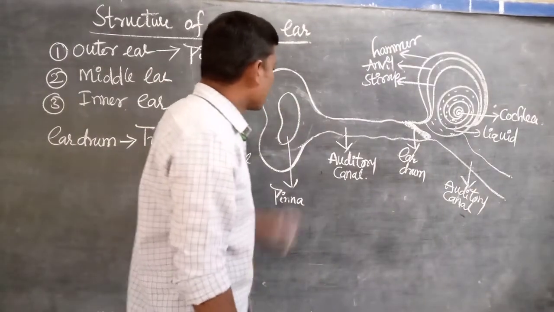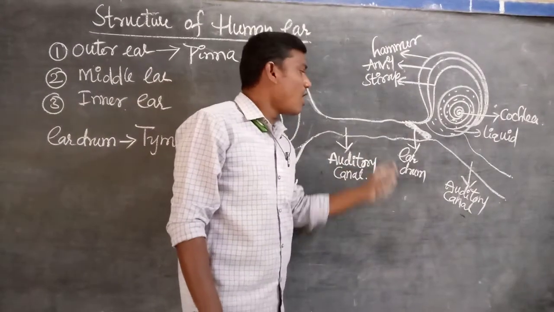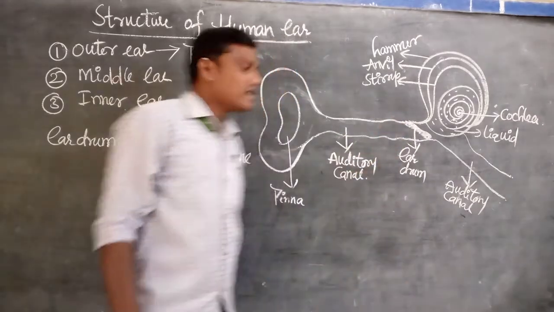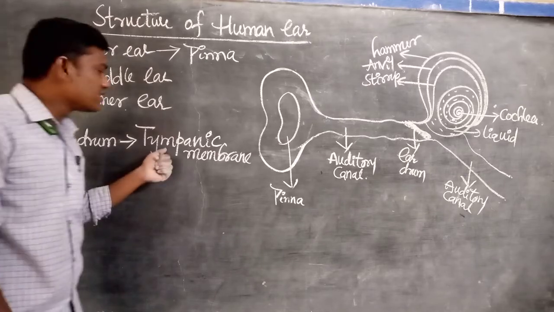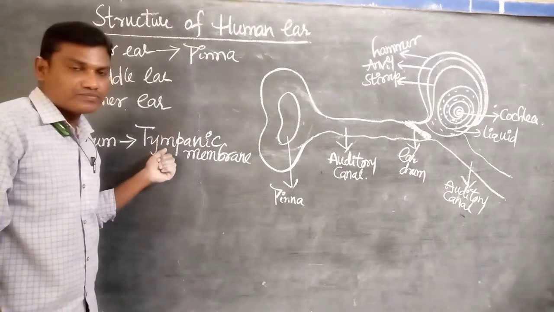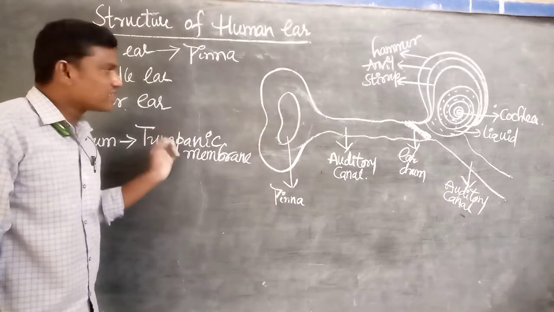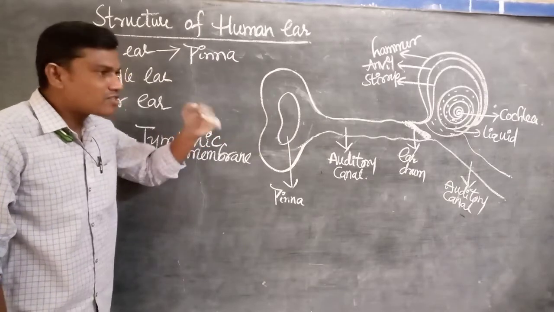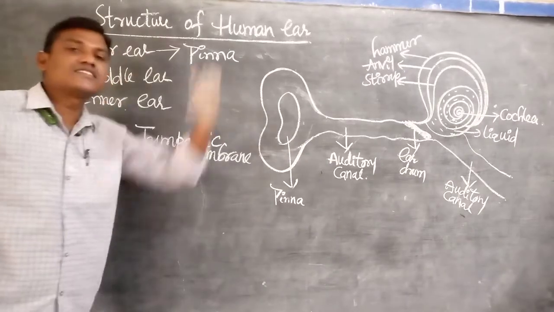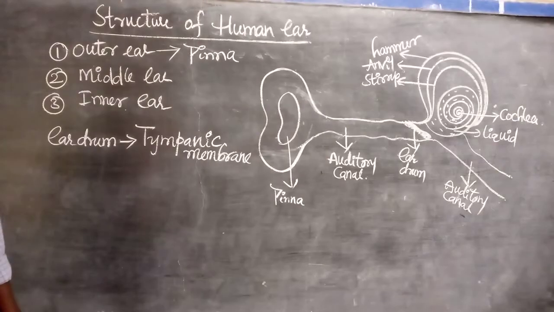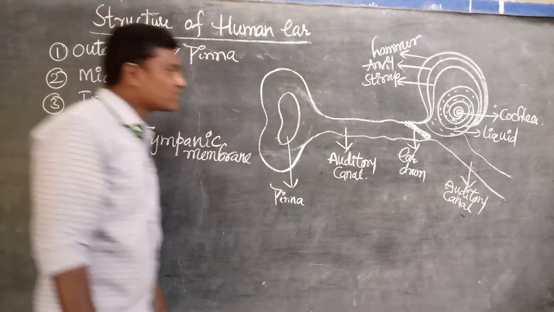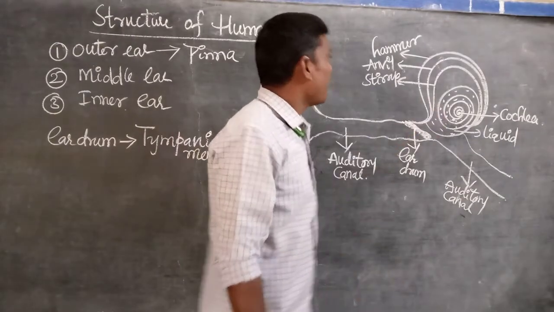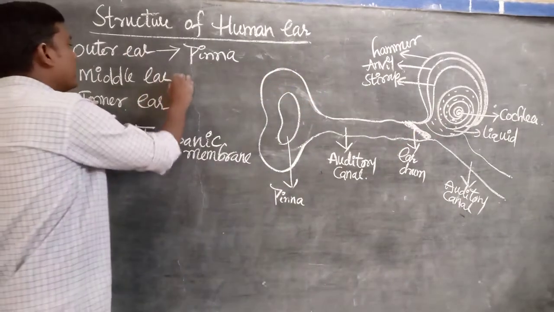After that, the sound signals pass through the auditory canal and reach the tympanic membrane, also called the eardrum. The eardrum acts as a diaphragm and also as an amplifier. It increases the vibrations, or frequency, of the sound by nearly 20%. After that, the sound signals enter the middle ear.